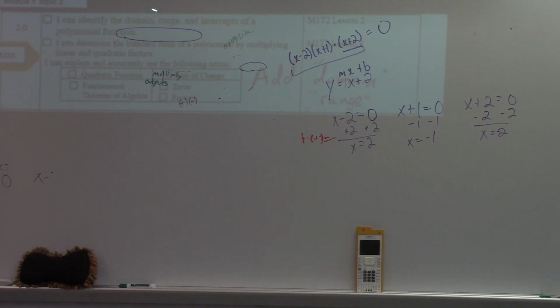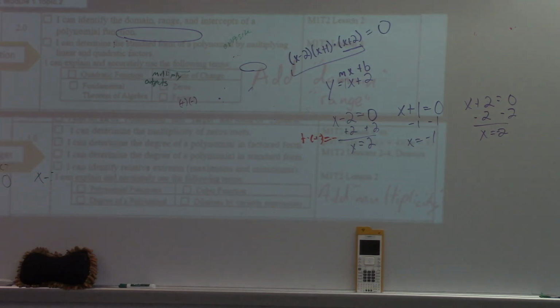That also, if you remember, was on a Mathia assignment, the e-learning day assignment that I still haven't put in, but I will be putting in ASAP. So, e-learning day assignment and intercepts of polynomial functions. Determining the standard form of a polynomial by multiplying linear and quadratic factors. You already know how to do this. We're going to get practice with that in a second.